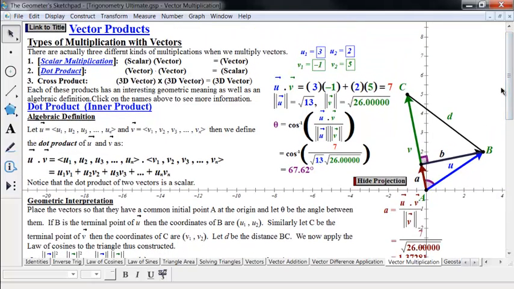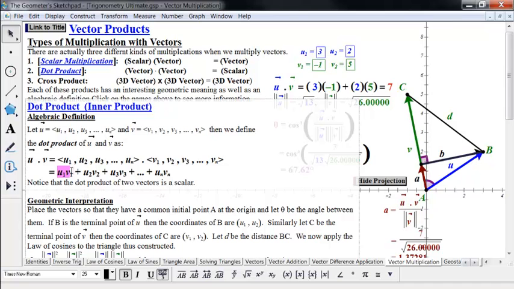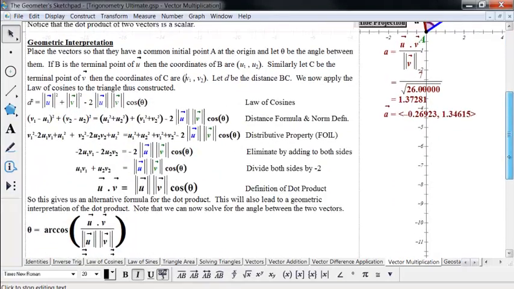So let's review here. We have a scalar multiplication, which is a scalar times a vector is a vector. This multiplication is the dot product, sometimes called the inner product, which is a vector times a vector, which equals a scalar. The algebraic definition is pretty straightforward. You just take the product of the x components plus the product of the y components if it's 2 dimensions. In 3 dimensions, you take the product of the x components plus the product of the y components plus the product of the z, or in n dimensions, take the product of each corresponding component and then add them up. So pretty straightforward.